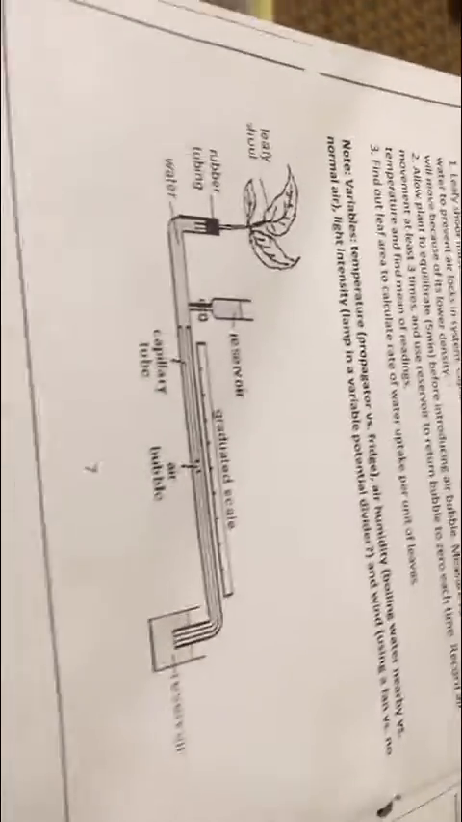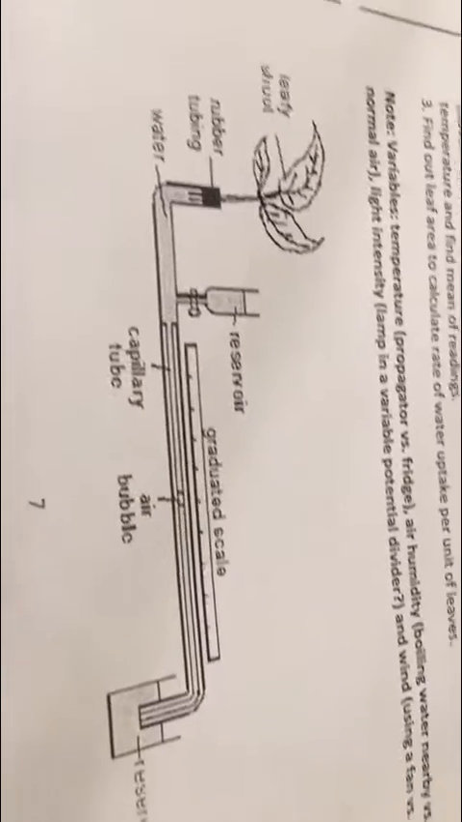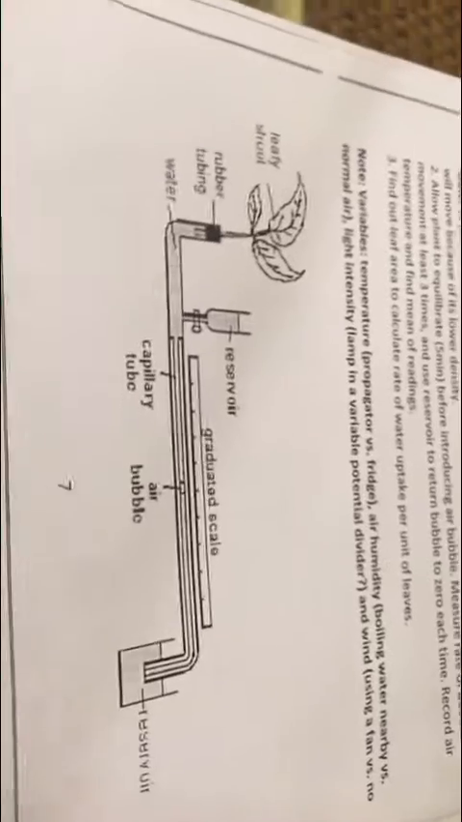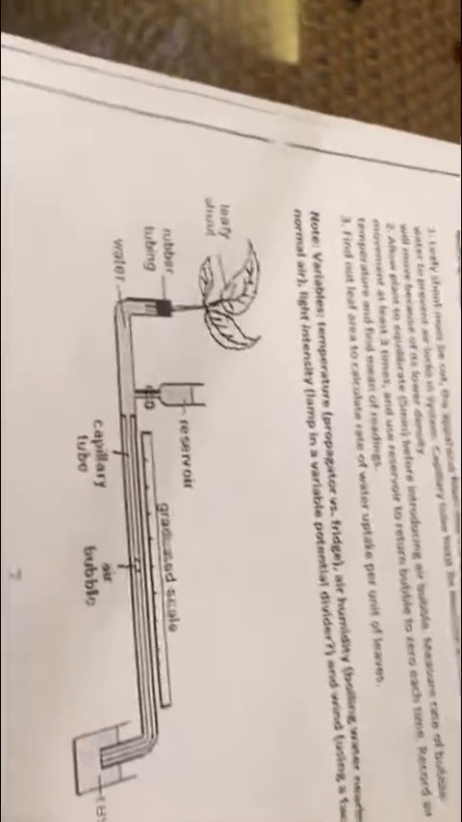Now look at this. Here we have a device which is called a bubble potometer. You used the bubble potometer, my students, in the first semester when we talked about how to measure the rate of photosynthesis.